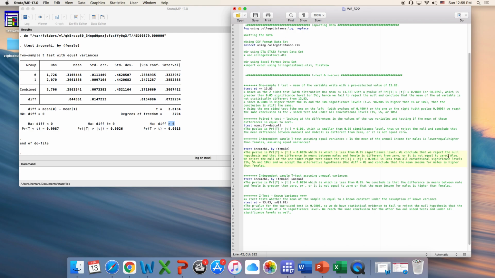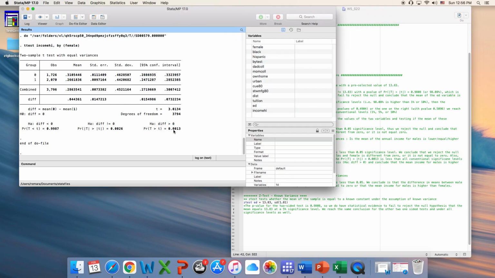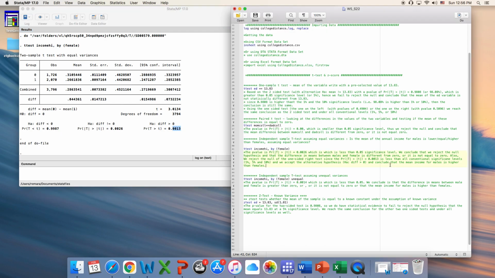Also, we reach the same conclusion for the right-hand side, the one-sided right-hand side test, because again, the p-value is very low, lower than all significance levels, 5%, 10%, 1%, and we reject the null hypothesis.